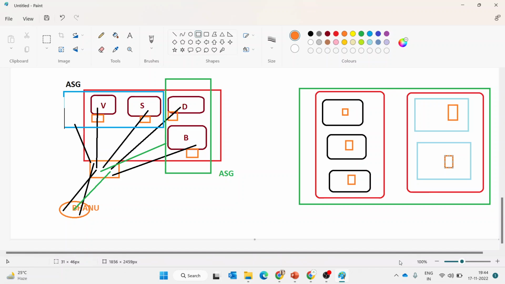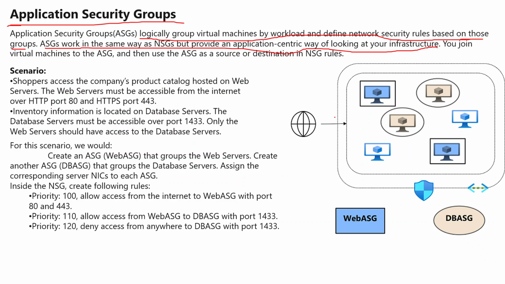So you are creating 5 Azure resources here. Instead of that, if you create 2 Azure resources as application security groups, you can logically group and maintain them, and you can define the security levels at an application security group level. That is the main thing.